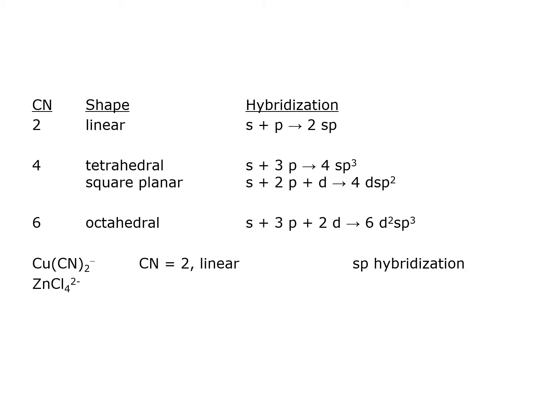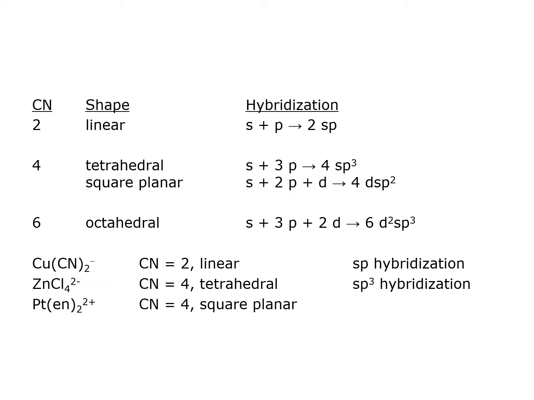Tetrachlorozincate(2-) has four monodentate chloride ligands, therefore has a coordination number of 4. Given the coordination number of 4, we predict the shape of tetrahedral, which is explained by sp3 hybridization. Trucking along, we have the next coordination complex, bis(ethylenediamine)platinum(II). Ethylenediamine is bidentate, and there are two of them. And so as before, we have a coordination number of 4. But given that platinum in this case is d8, we would predict a square planar geometry, which is explained by dsp2 hybridization.